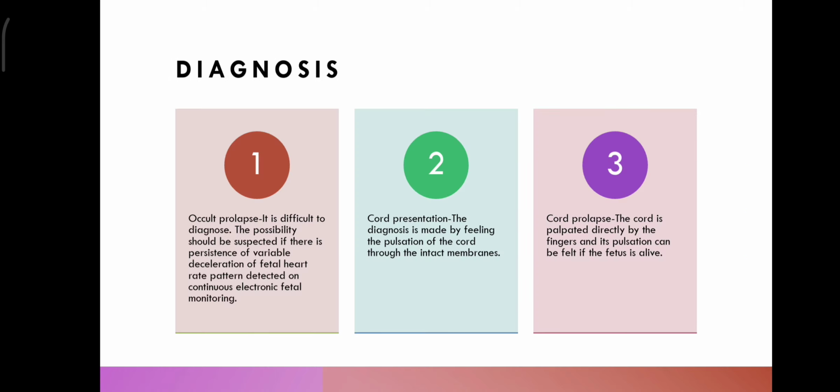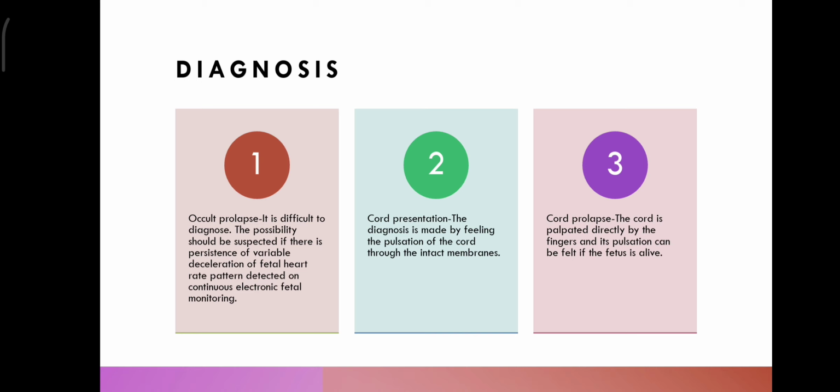How can we diagnose the cord prolapse? The occult prolapse is difficult to diagnose. The possibility should be suspected if there is persistence of variable deceleration of the fetal heart rate pattern detected on continuous electronic fetal monitoring. That means the normal fetal heart rate, that is 140 to 160 beats per minute, is decreased.